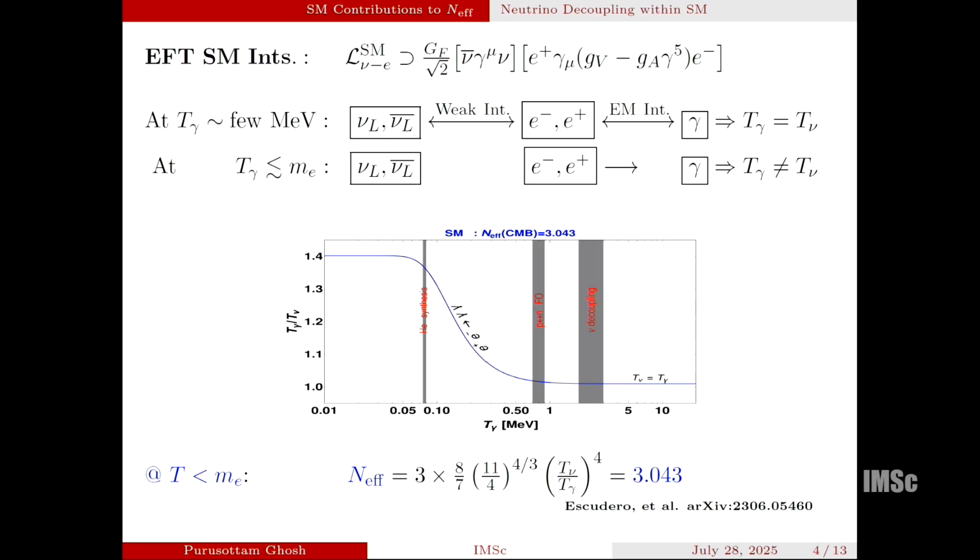At temperatures below the electron mass, the electron-positron pairs entirely annihilate into the photon bath. Therefore there is a rising behavior in the photon temperature compared to the neutrino temperature. If you go to even lower temperature, this ratio becomes saturated. Once you know this ratio, you can find the value of N effective using this simple expression. Within the Standard Model, it turns out to be 3.043.